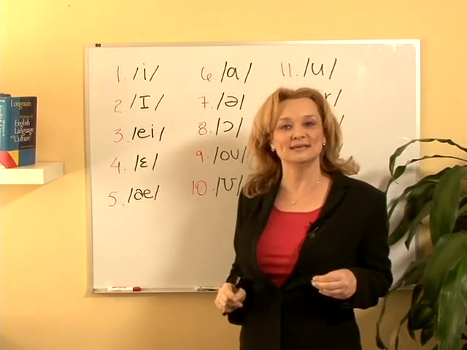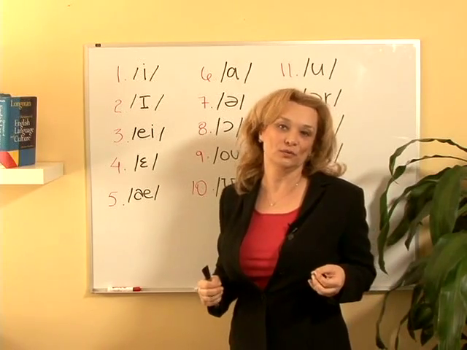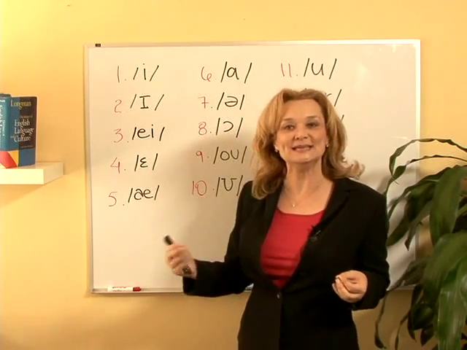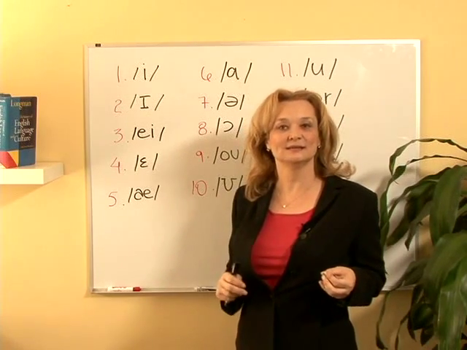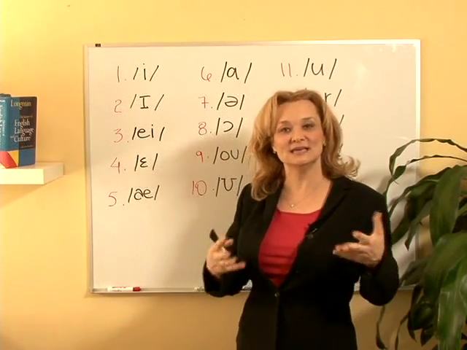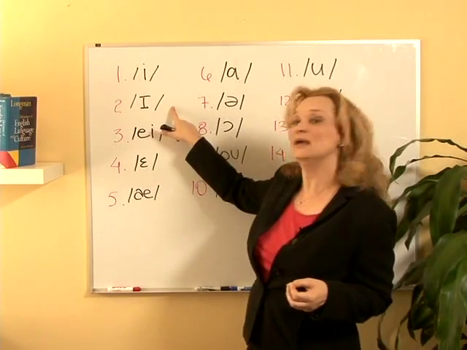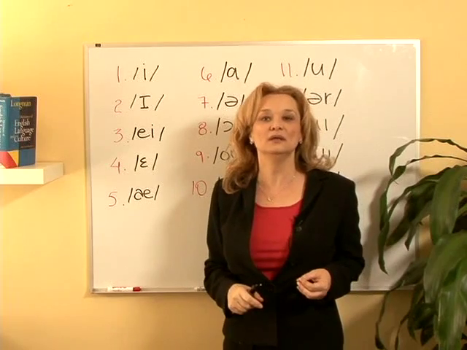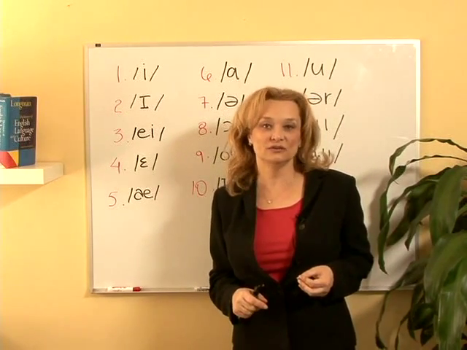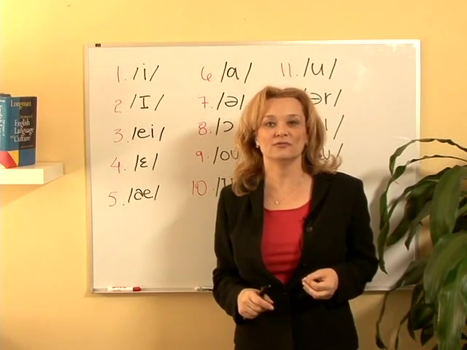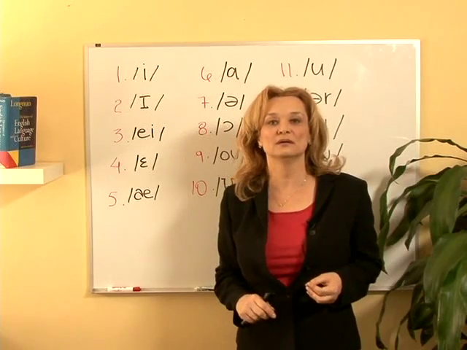The first one is E. Some common words include please, see, meet, believe. Say it one more time with me. E. Okay, vowel number 2 is it, this, difficult, if, dinner. Say it with me. It.